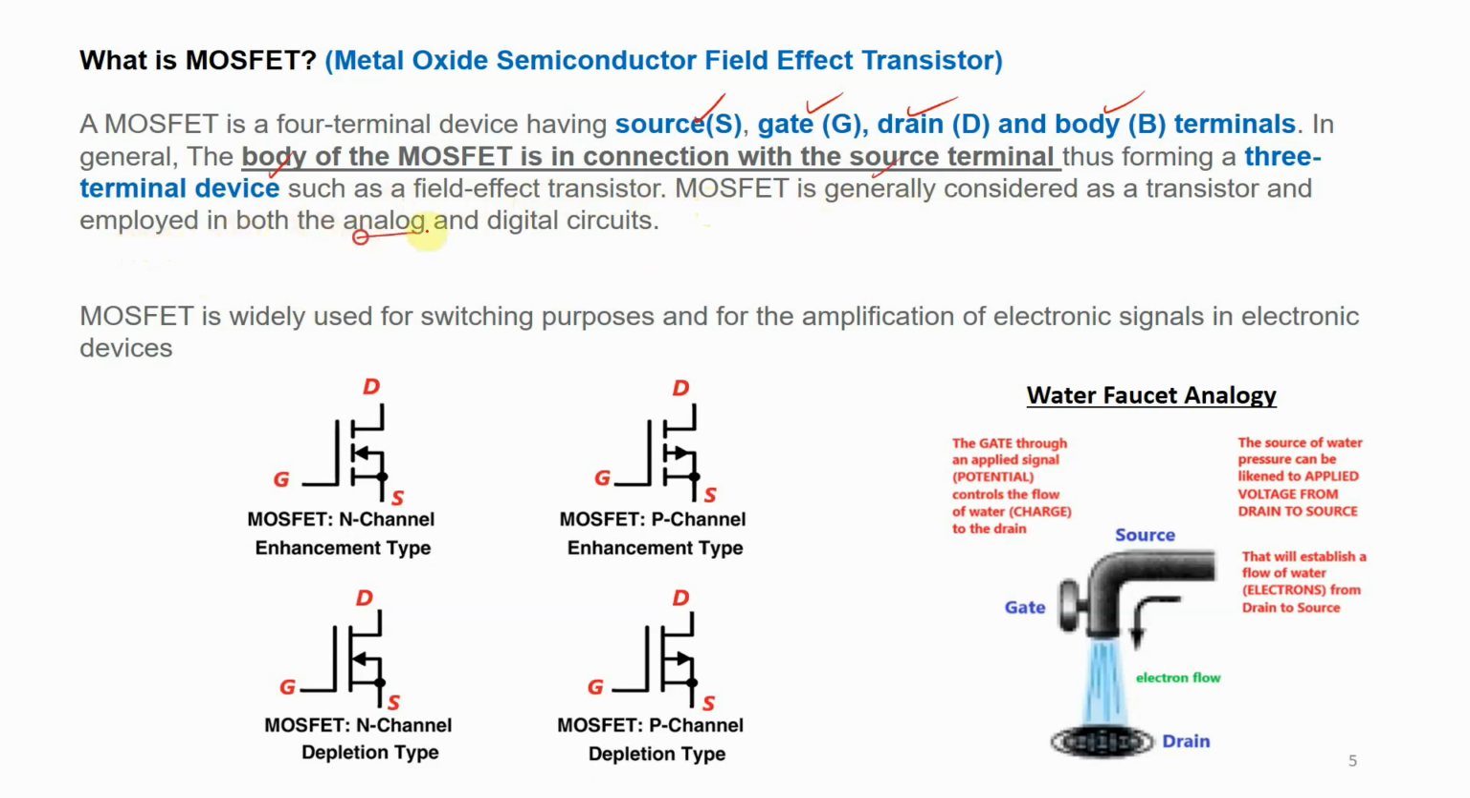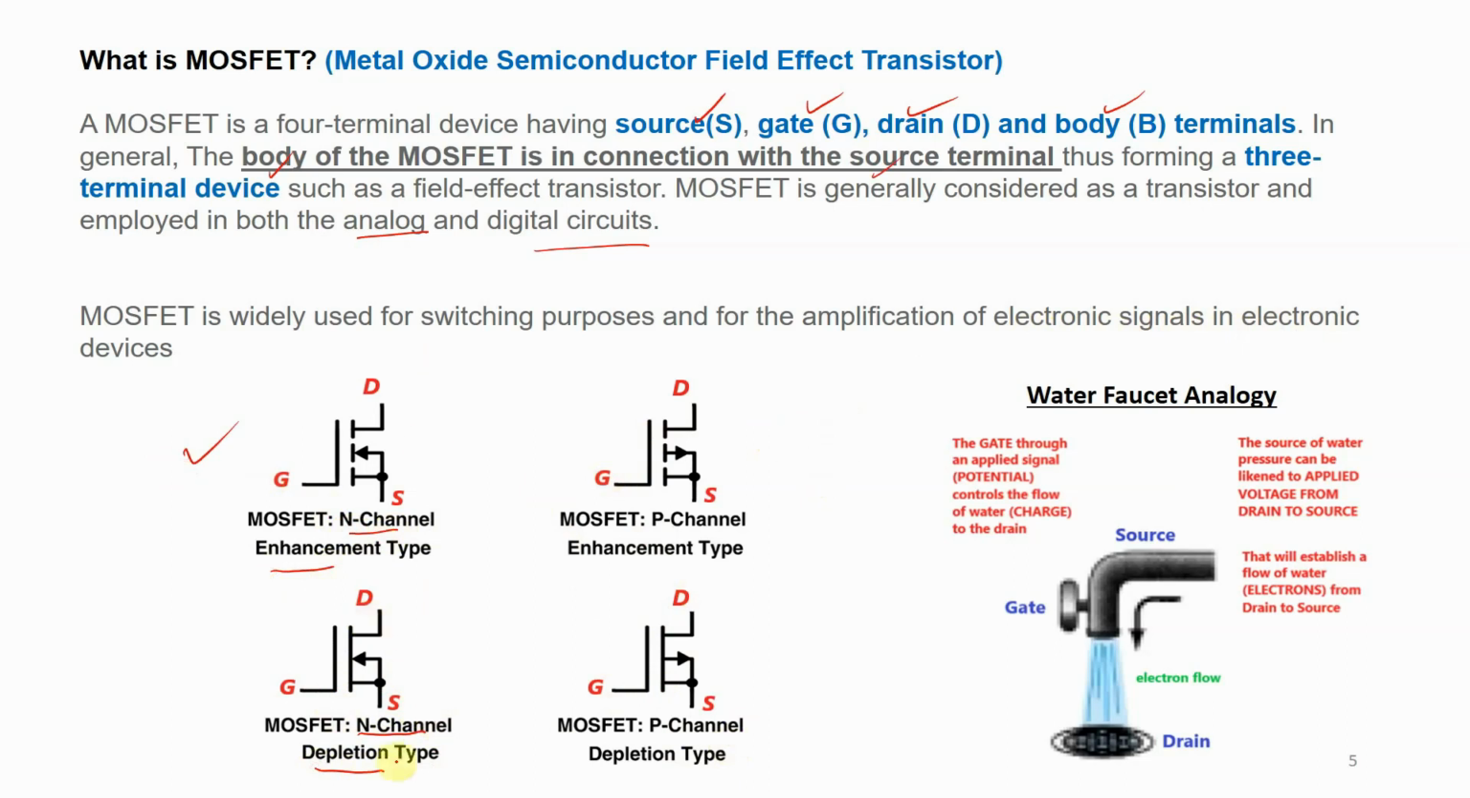MOSFET is generally considered a transistor and is employed in both analog and digital circuits. MOSFET is widely used for switching purposes and for amplification of electronic signals in electronic devices. Let us try to be familiar with the symbol for the MOSFET. As you can see, these are the two types of MOSFET. This is the N-channel enhancement MOSFET. This is the N-channel depletion MOSFET.